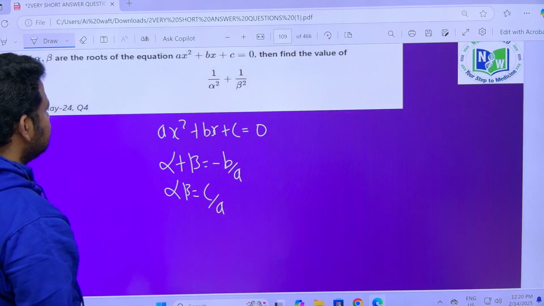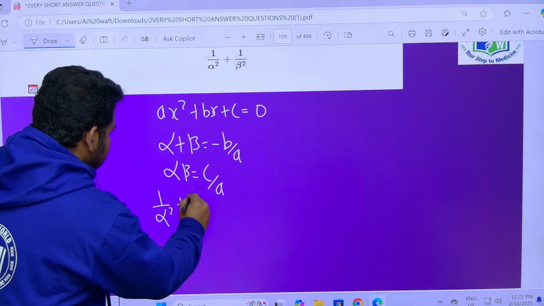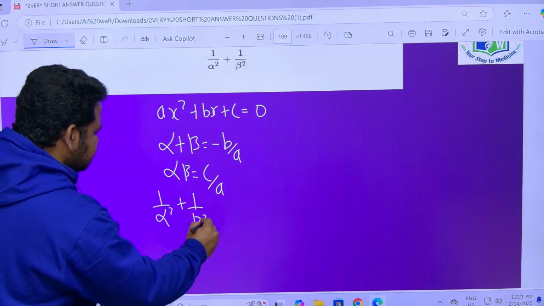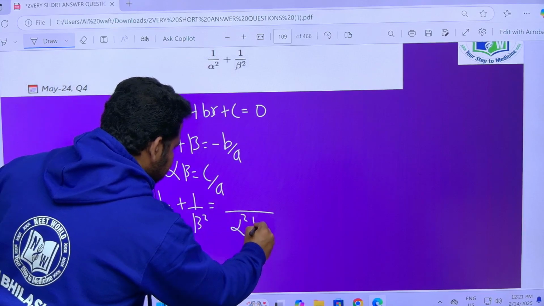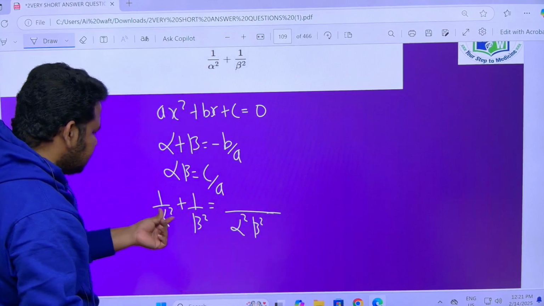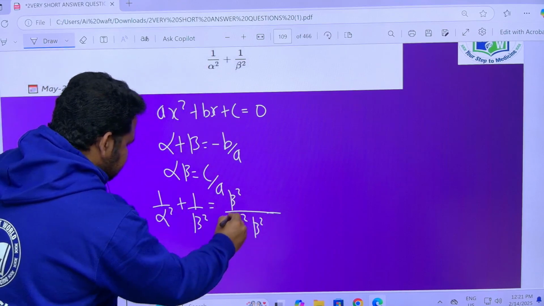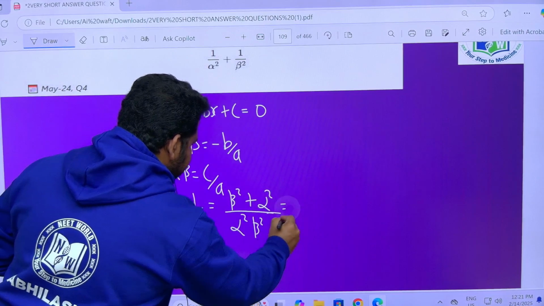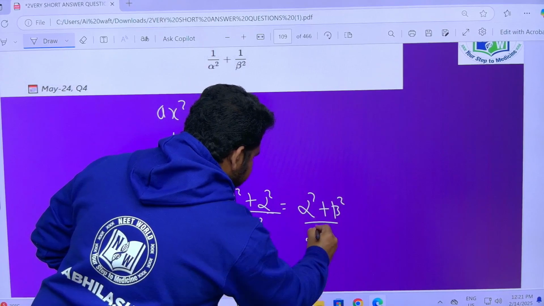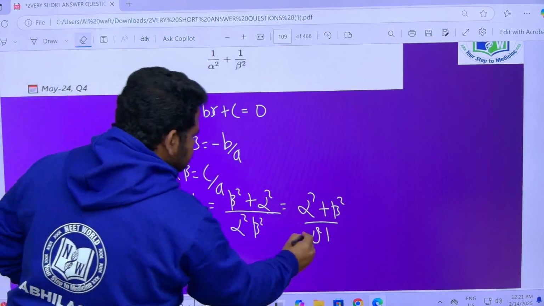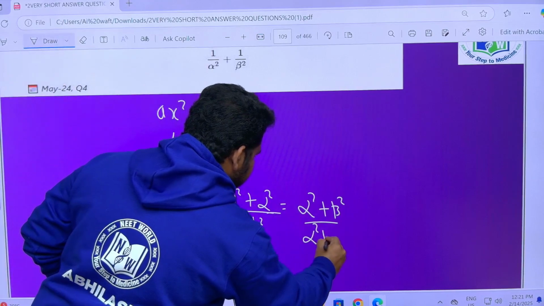Now they are asking for 1 by alpha square plus 1 by beta square. So here the LCM will be what, friends? Alpha square into beta square. Here alpha square cancels, so you will get beta square. Here beta square cancels, you will get alpha square. So if I rearrange, I get (alpha square plus beta square) by alpha square beta square.